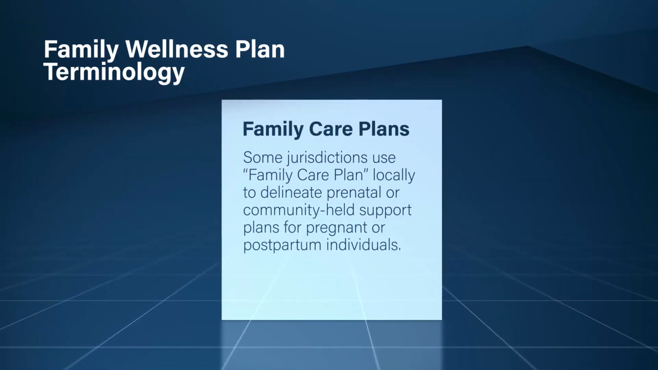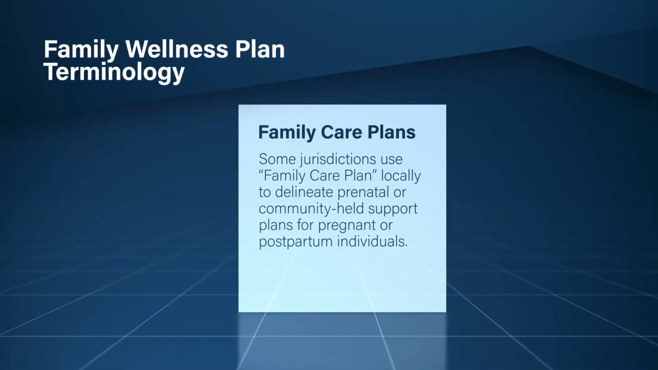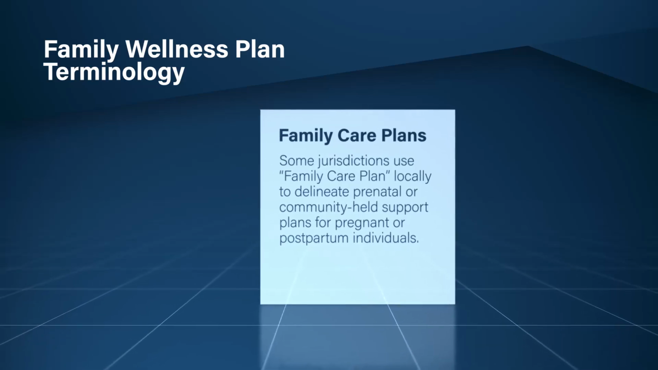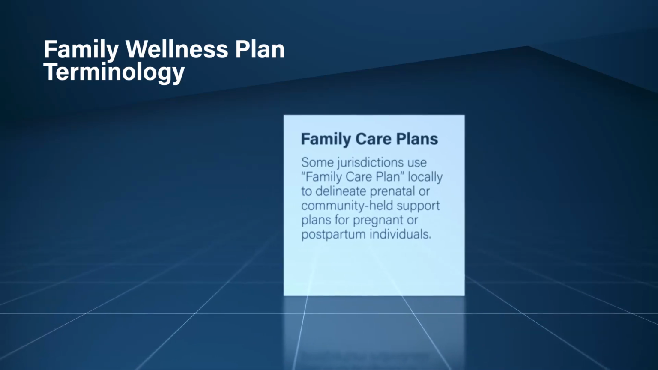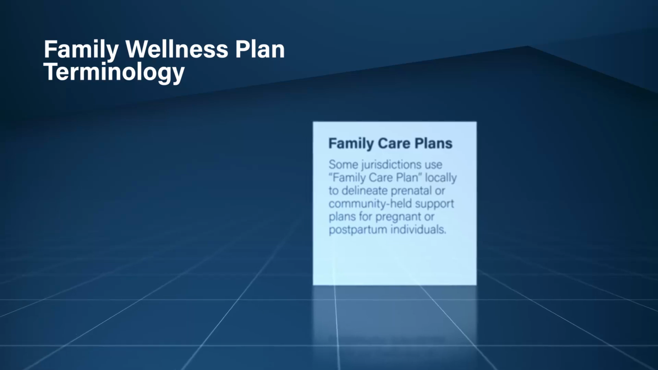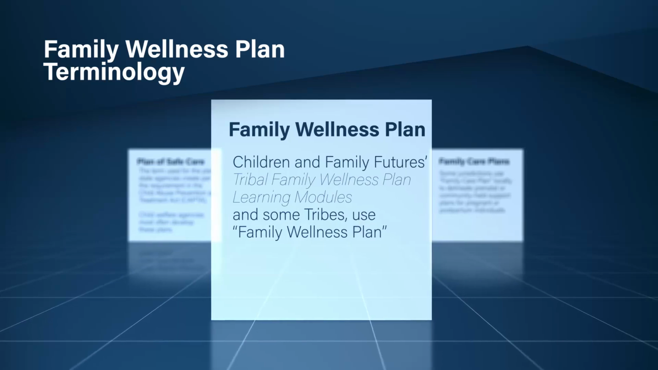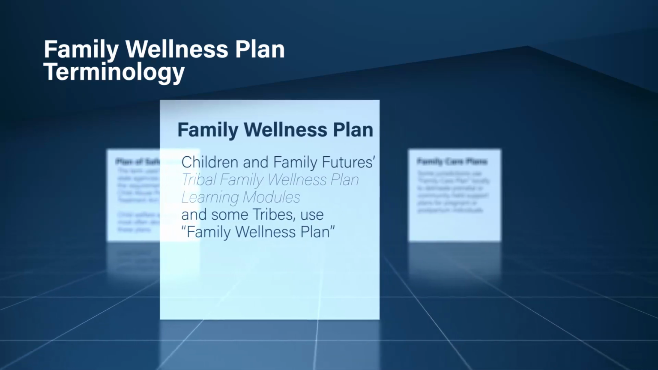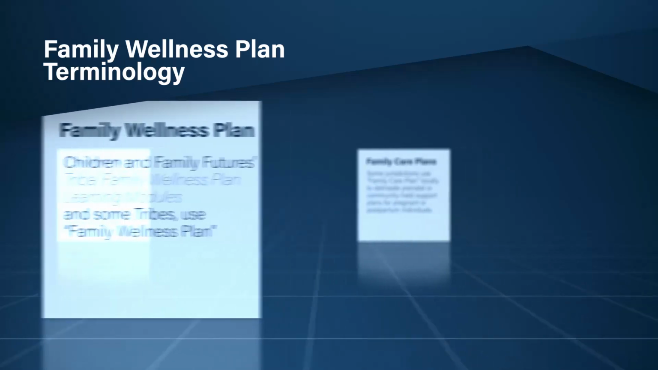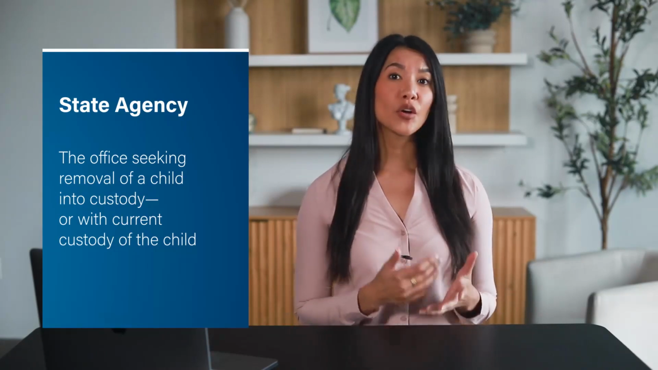2. Family Care Plans. While Plan of Safe Care is the term used in CAPTA legislation, some jurisdictions use the term Family Care Plan locally to delineate prenatal or community health support plans for pregnant or postpartum individuals. 3. Family Wellness Plans. Children and Family Futures' Tribal Family Wellness Plan learning modules, and some tribes use Family Wellness Plan. We use state agency for the office seeking removal of a child into custody, or with current custody of the child.